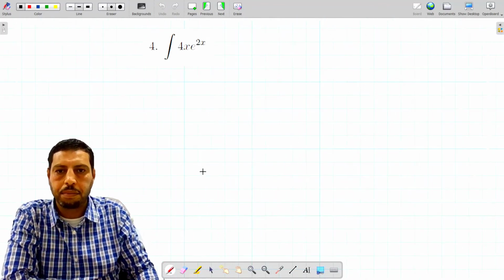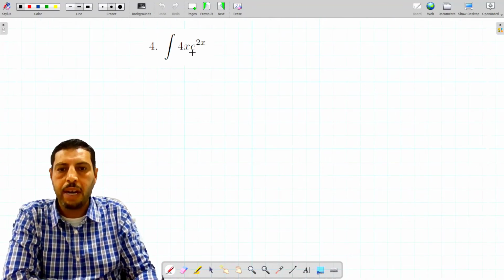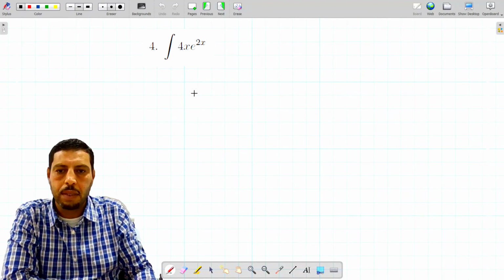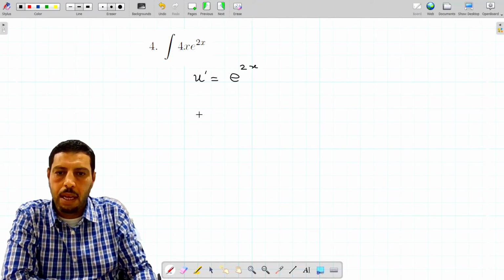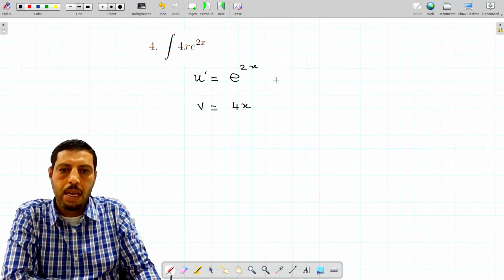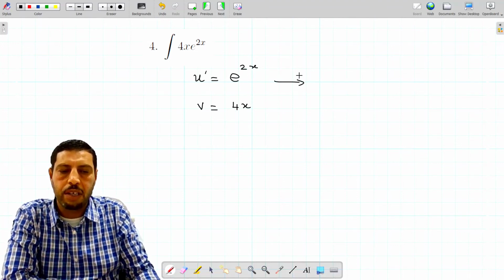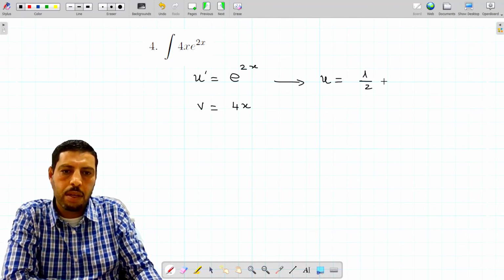Last one, the integral of 4x exponential to x. So here we have a polynomial times exponential, so I will use u prime as exponential and v as the polynomial for x. Here, if u prime is exponential to x, u is 1 over 2 exponential to x.